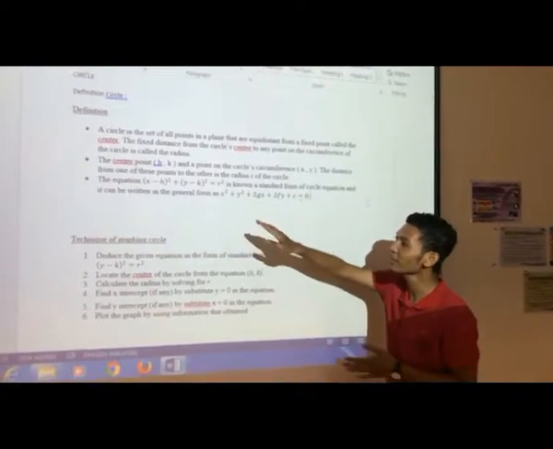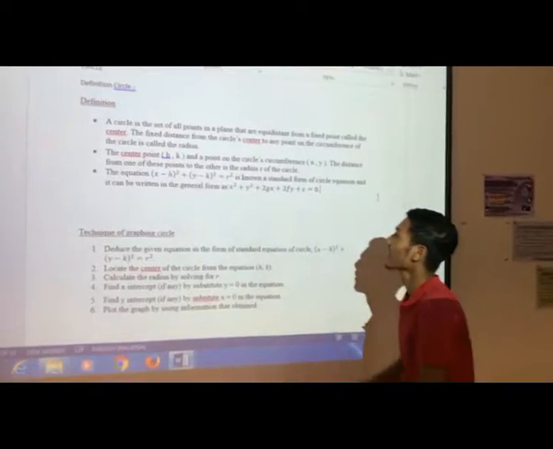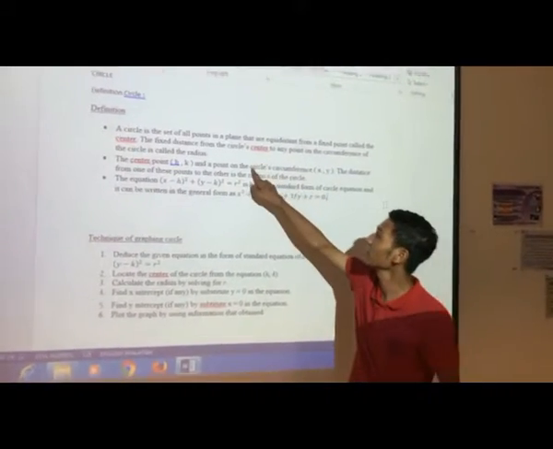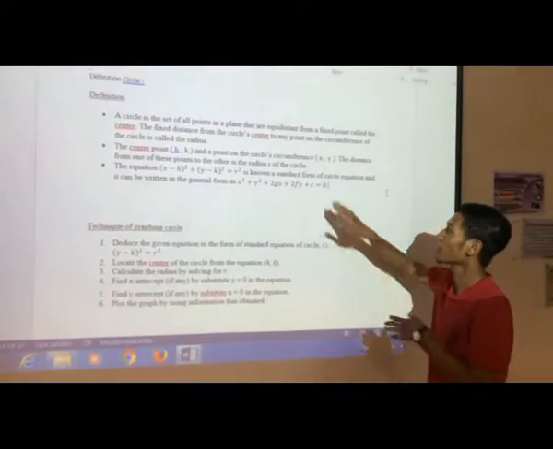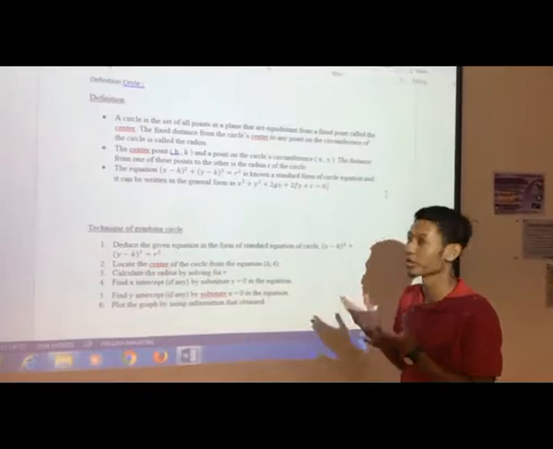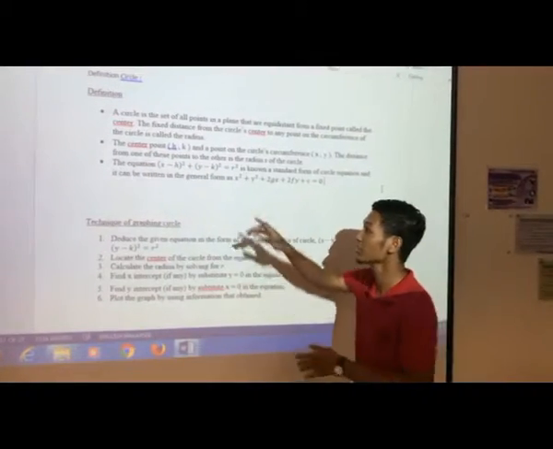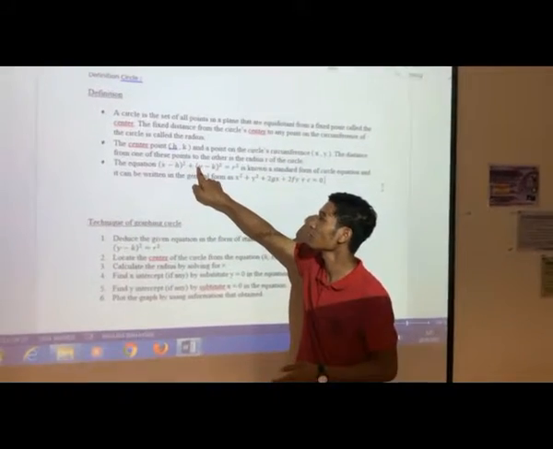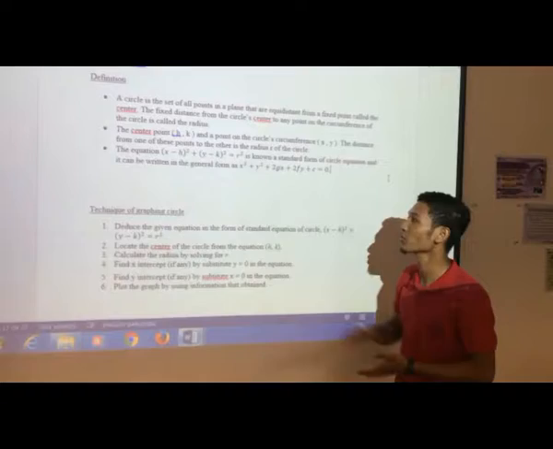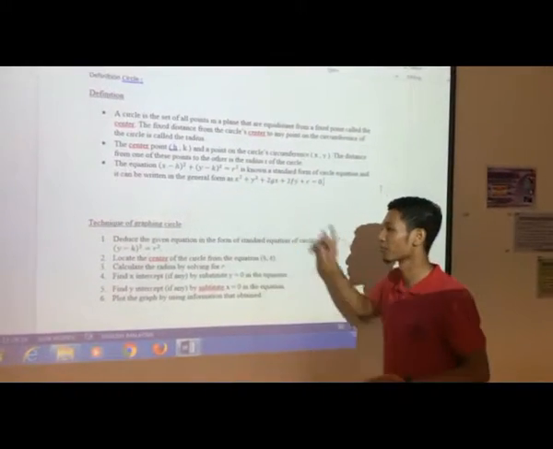Next, the center point we can put as (h, k), and the point on the circumference of the circle we can put as (x, y), any point. Next, the equation. The standard equation of the circle is (x minus h) squared plus (y minus k) squared equals r squared. This is the general equation of the circle.